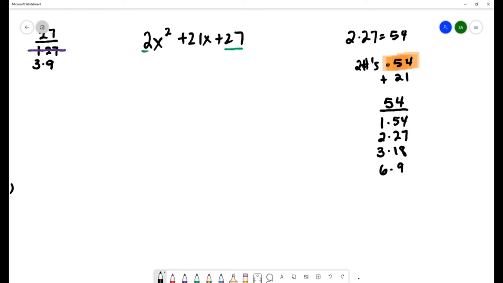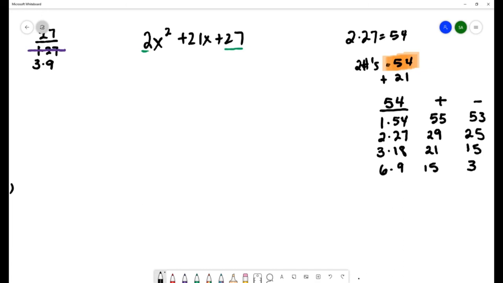So once you get those pairs, you want to add them and subtract them. So if you add 1 and 54, that's 55. If you subtract them, you get 53. If you add 2 and 27, you get 29. If you subtract 2 and 27, you get 25. If you add 18 and 3, you get 21. If you subtract them, you get 15. If you add 6 and 9, you get 15, and if you subtract them, you get 3.